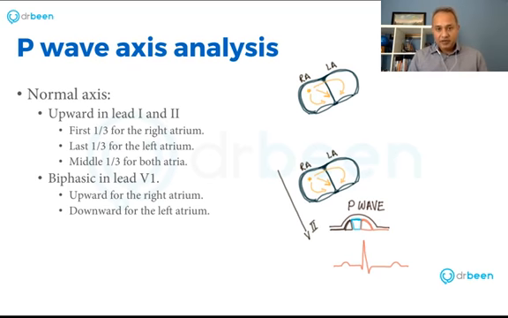Look, normal P wave in lead 2 is upward, and we have discussed this in the past that the P wave has 3 parts. So if you see here, the P wave has 3 parts.